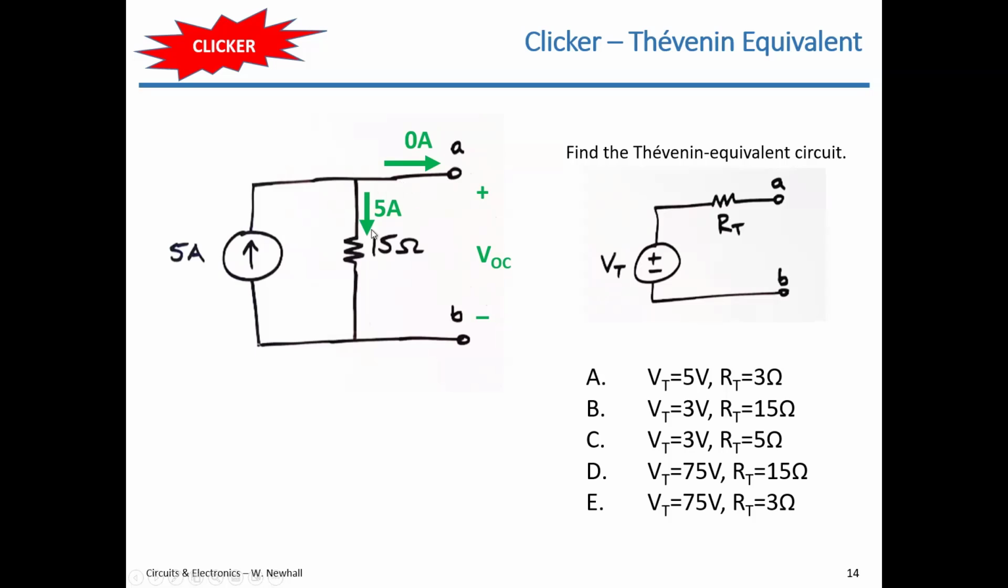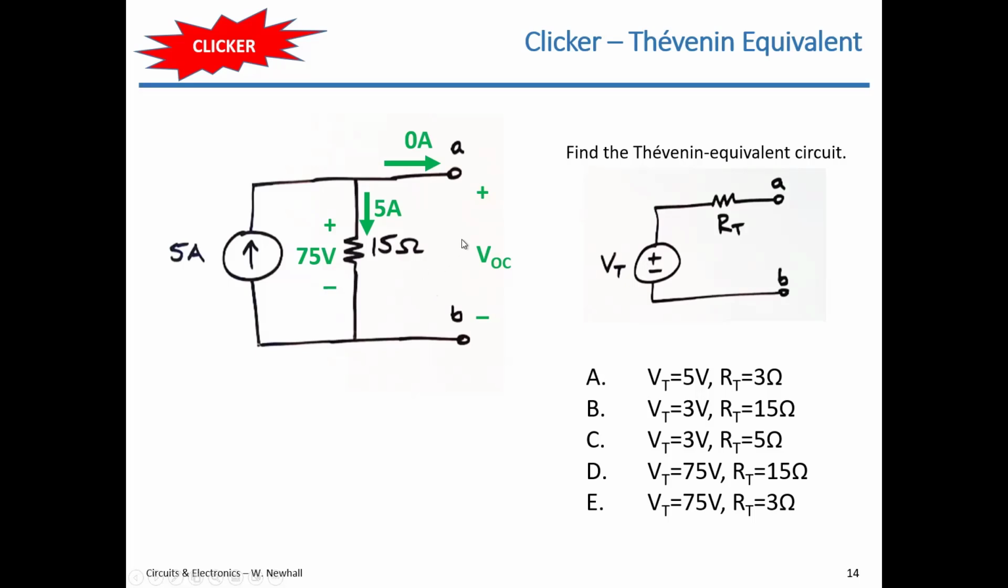So we have 5 amps coming down. Ohm's law says the voltage across that resistor with this polarity is 5 times 15. That's 75 volts. And so VOC must be 75 volts.